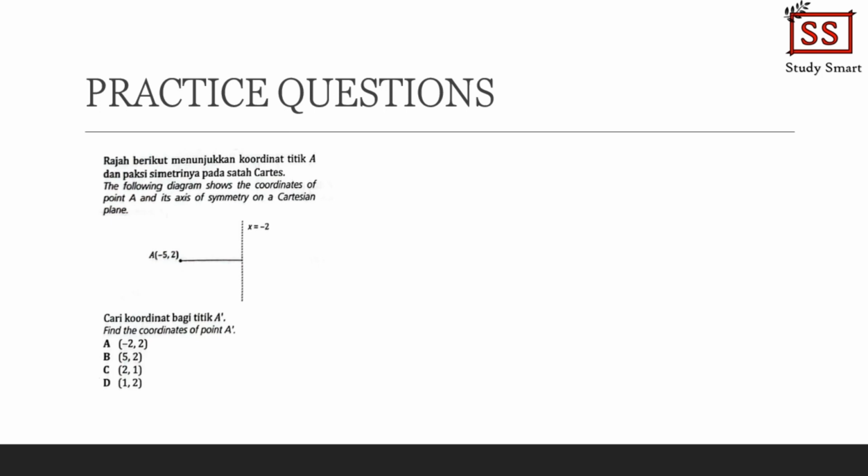The axis of symmetry over here is showing that x equals negative 2. Find the coordinate of point A prime. So you need to know when there is an axis of symmetry, your point A will be reflected on the other side with the same distance. Same distance means it should be a straight line.